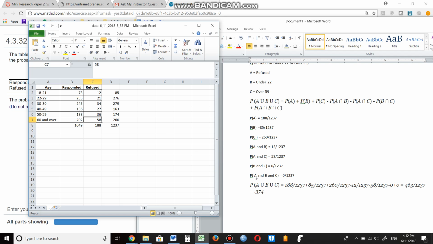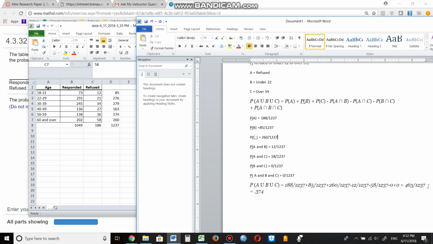What is the probability that I refused and I'm under 22 and I'm over 59? Well, again, whether I refuse or not is irrelevant. There is nobody on the planet who can be under 22 and over 59 at the same time. So therefore, that's also 0. So plug these values into the formula. I get 463 over 1237 as my result, and that simplifies to 0.374. Thank you.